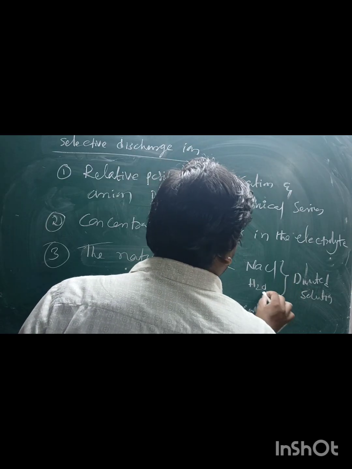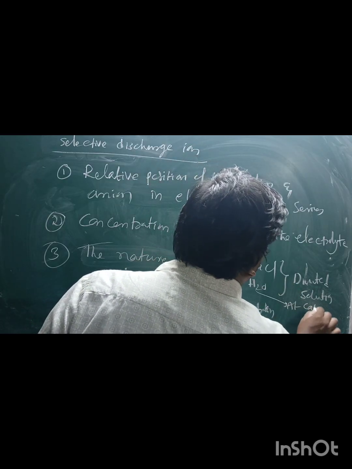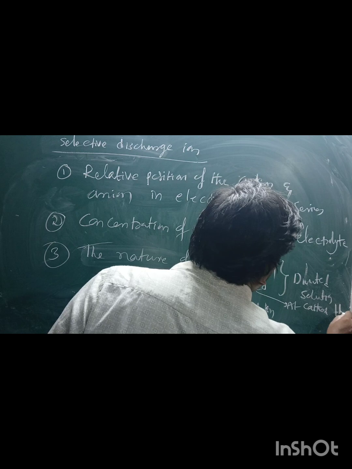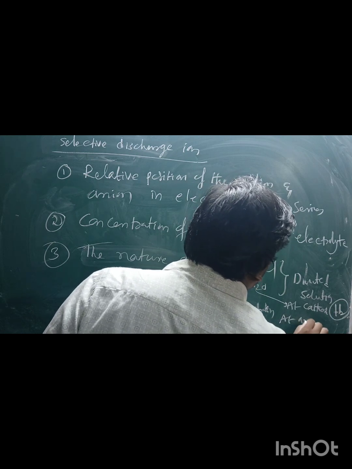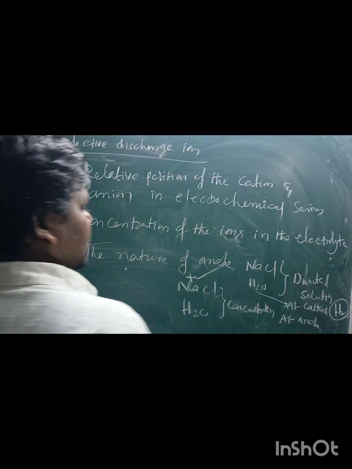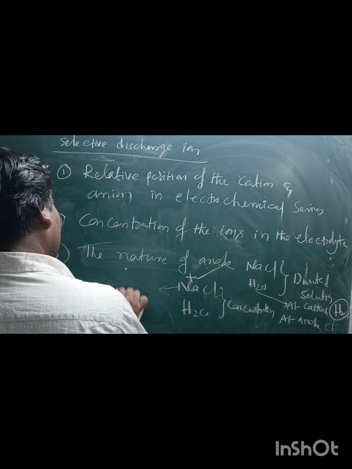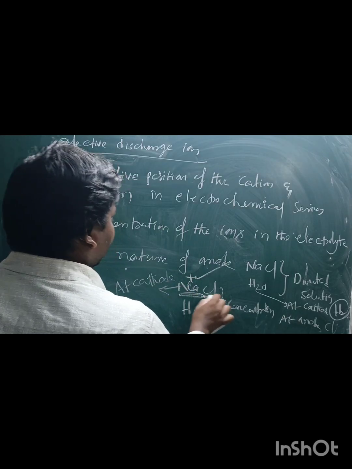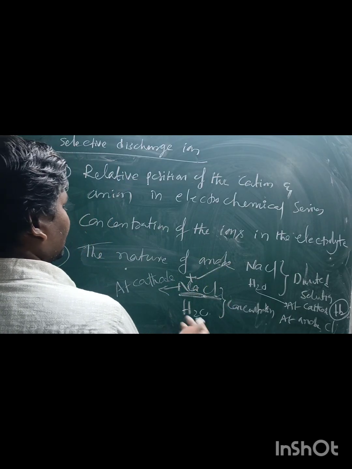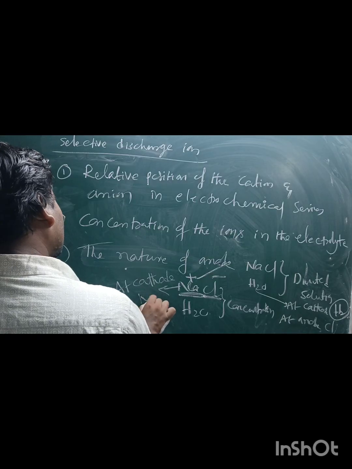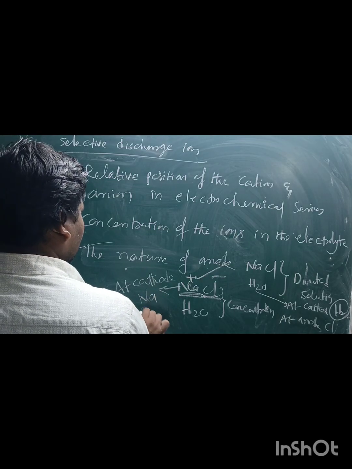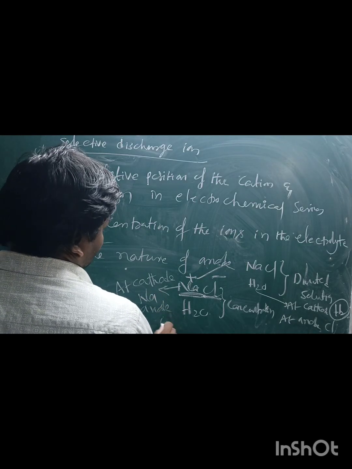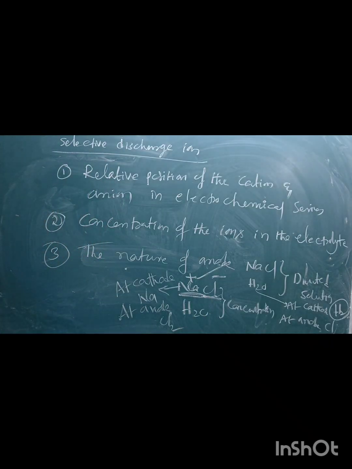Here, in dilute solution at the cathode hydrogen gas is liberated, and at the anode, based on the discharge potential theory, chlorine gas is liberated. In concentrated solution, there is a high concentration of ions, and more ions are discharged. At the cathode sodium metal is deposited, at the anode chlorine gas is liberated. This is the information about concentration.